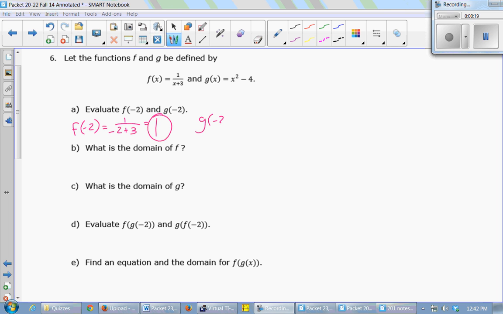And g of negative 2, plug a negative 2 into g for x, and I get negative 2 squared minus 4, which is 4 minus 4, which is 0.